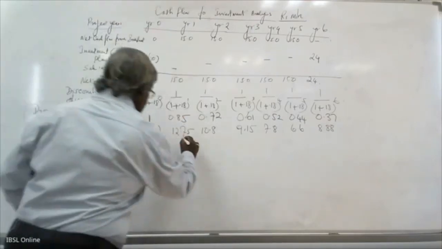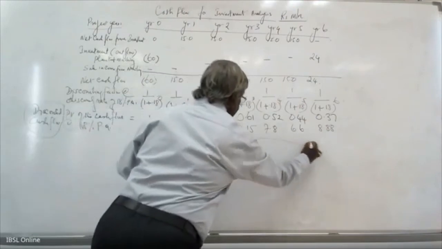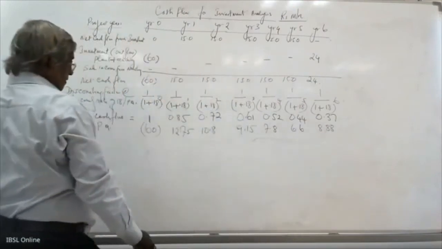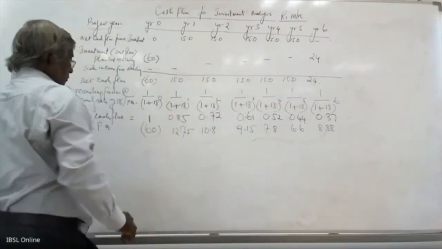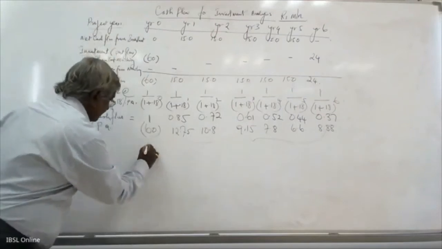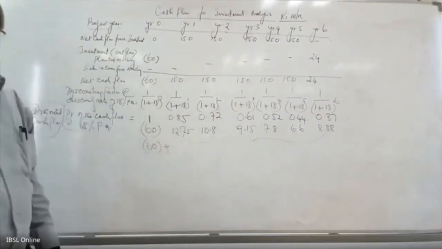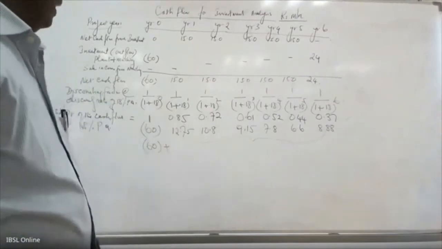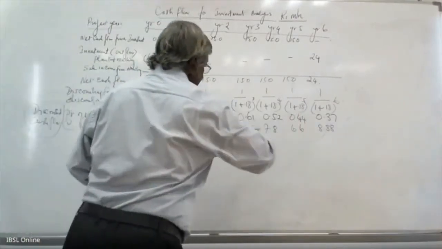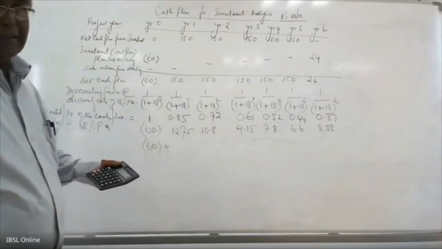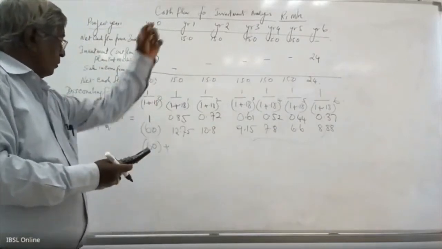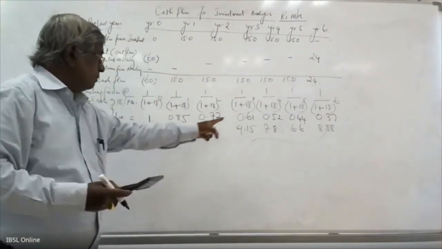So this is the inflow in present value. This is the outflow. Now we see 60 plus, see the total. Now we can see the total. All are at the same level. So now we can see the total. This is negative, this is positive.